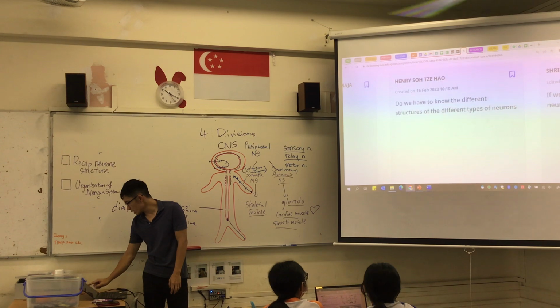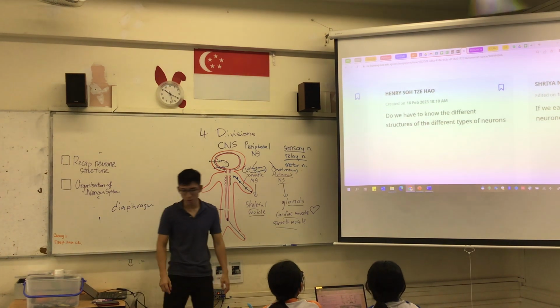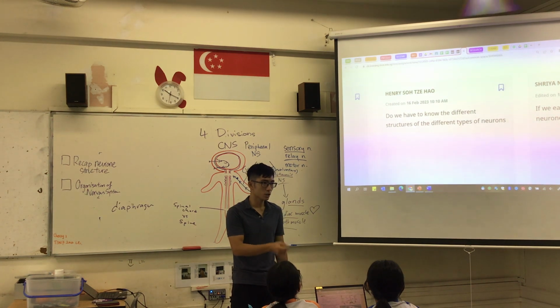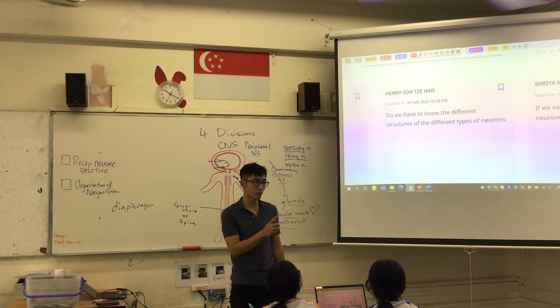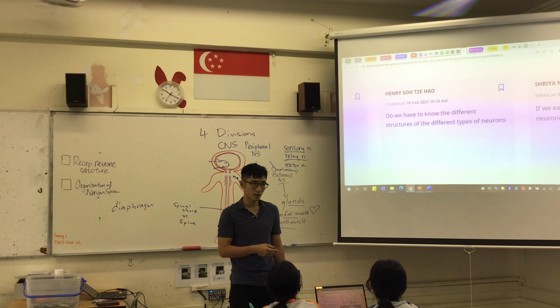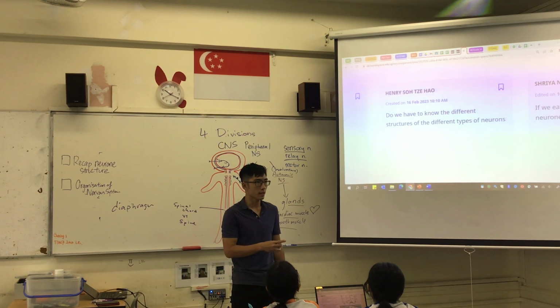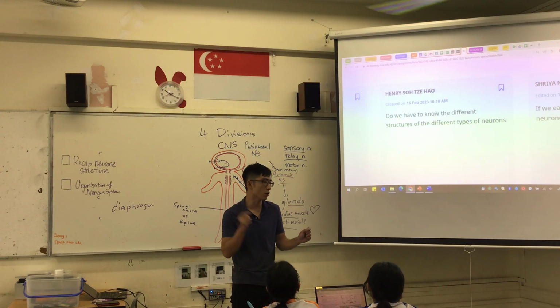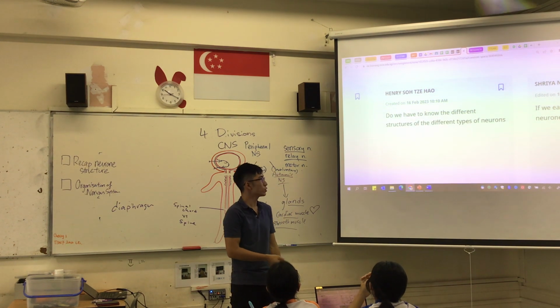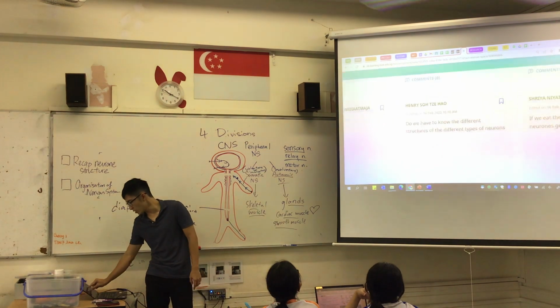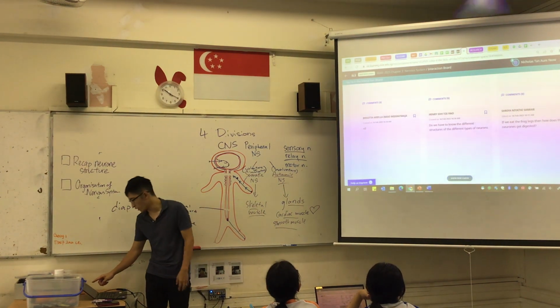Henry asked, do we need to know the different structures of the different types of neurons? Know it to the extent that you can differentiate. Just now, in the last question, if I ask you to differentiate the relay and the motor neuron, can you differentiate? Other than the structure, notice that what it connects to is important. So know it to the extent that you can differentiate, but not to the extent where you have to describe every aspect of it.